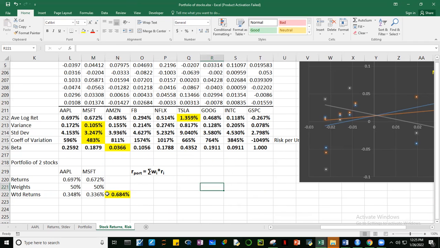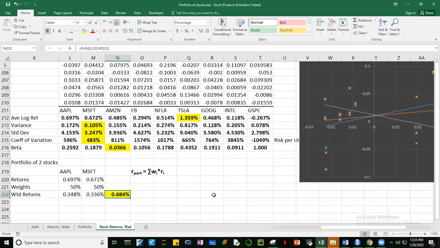Okay, so that's the return of the portfolio, no? Notice, guys, yung return of the portfolio natin, mas maliit siya kaysa Apple. Okay? Pero mas malaki siya kaysa kay Microsoft. However, what's very important now is yung risk.